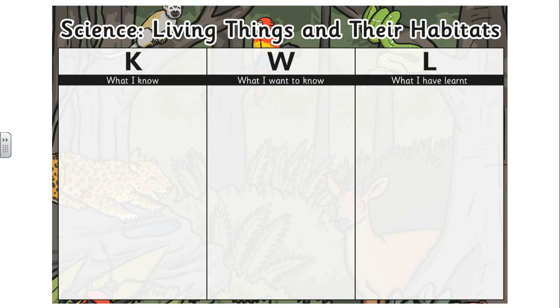Before you begin the unit of work, you might like to consider what you know already about living things and their habitats, in particular life cycles of living things. Consider what you'd like to know, maybe some questions that you have for your teacher, and at the end of the unit of work, consider what you've learned as a result of this unit.